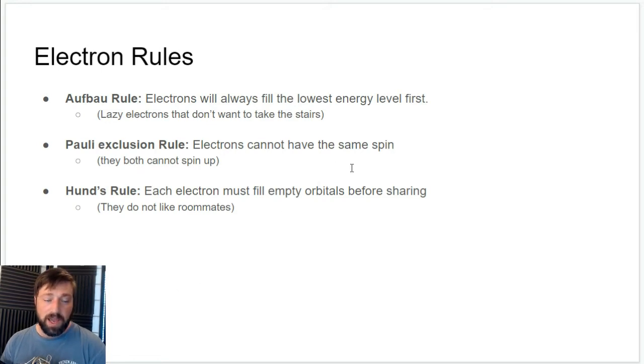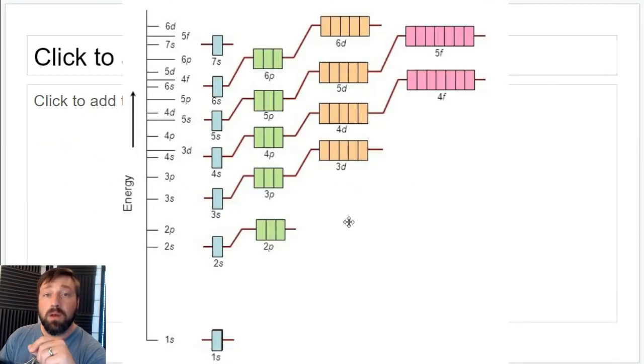Hund's rule is the I don't like roommates rule. So each electron must fill an empty orbital before sharing an orbital. Also, one little note here is that orbitals only have room for 2 electrons. Each orbital, each apartment here, can only hold 2 electrons. No more, no more. It can hold 0 or 1 or 2.